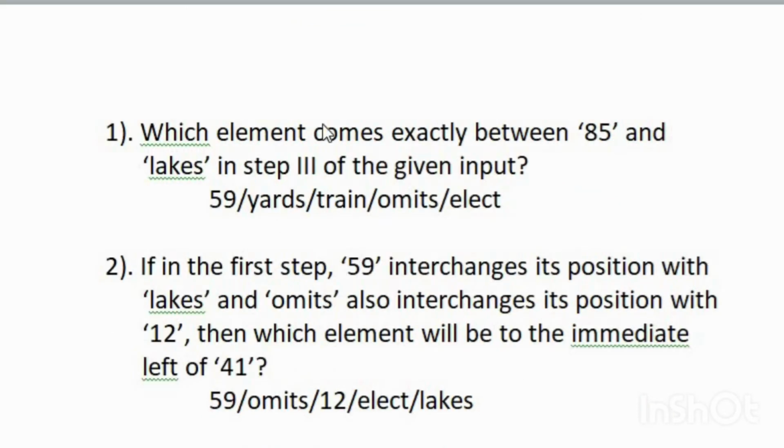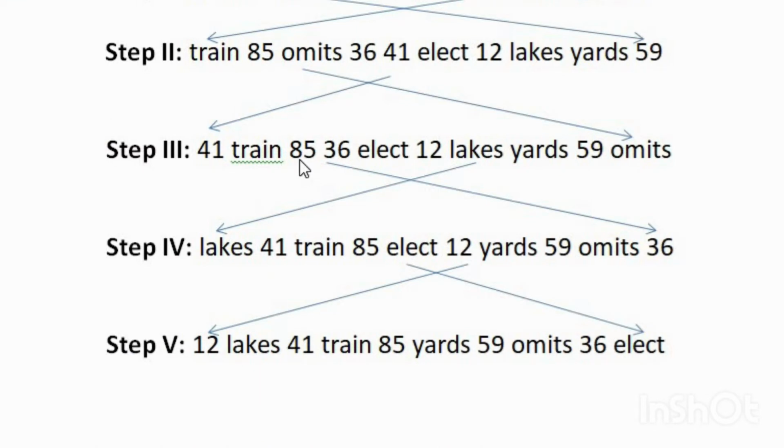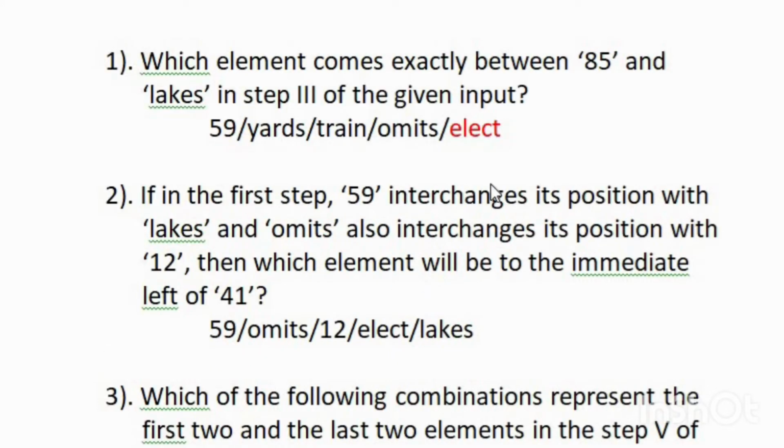First question is, which element comes exactly between 85 and lakes in step 3 of the given input? So this is step 3, and between 85 and lakes, which element comes exactly in between? The elements between 85 and lakes are 36, elect and 12. So exactly which word or number will be there? Elect is there. So what is the answer? Elect. Option E, elect is the answer.